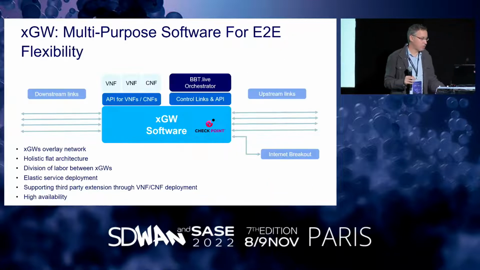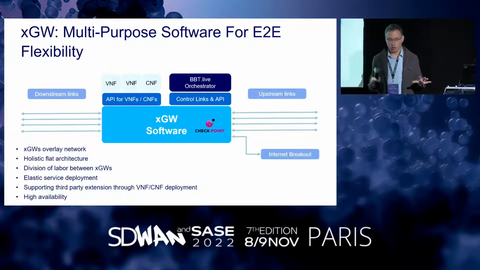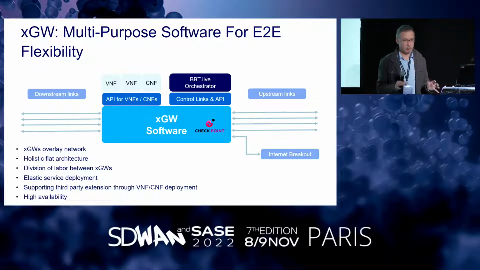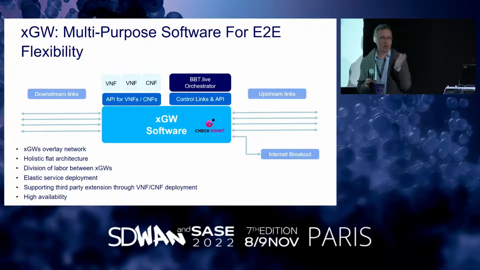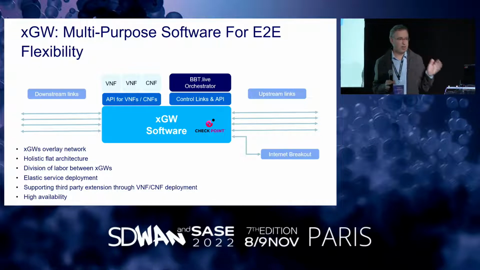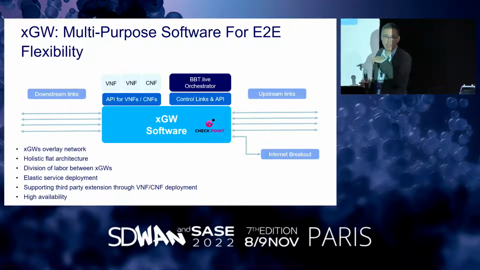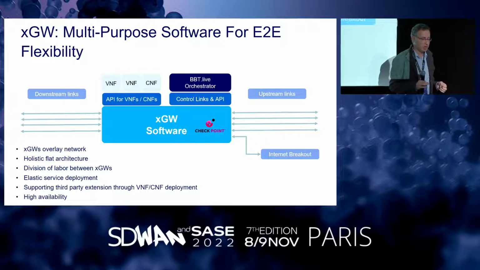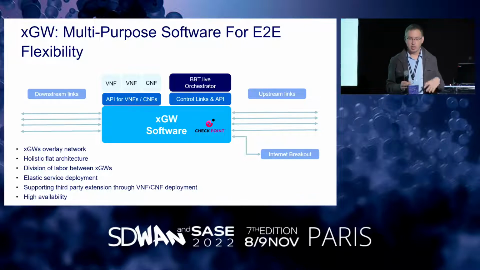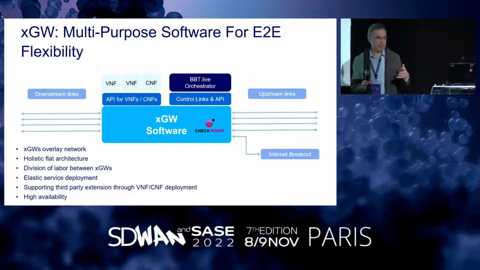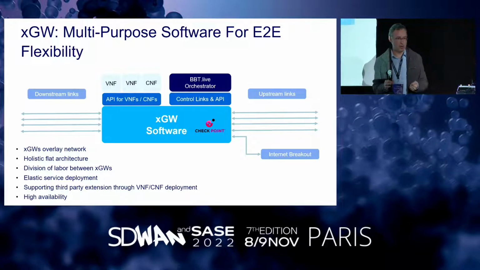So the XGW: we treat all the network components as a unified software that is really the same software but deployed in different places. On one side, you have the upstream links. On the other side, you have the downstream link. Our customers demanded internet breakout, so you can break out to the internet from the device. And we have link APIs to the orchestrator and APIs to the VNF and CNF in order to provide more services.